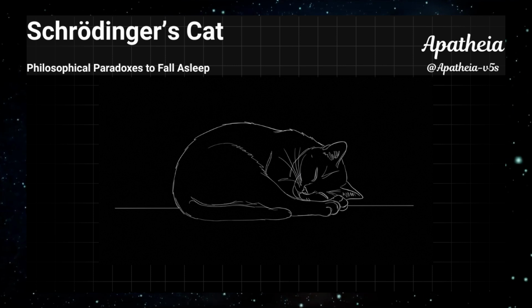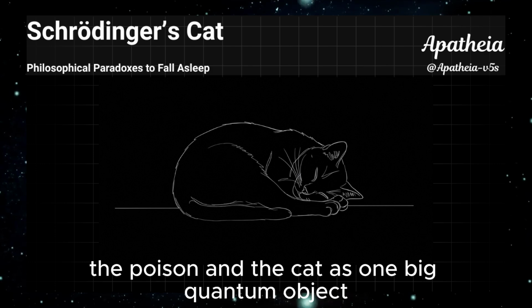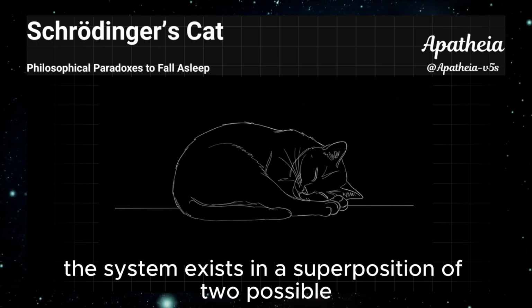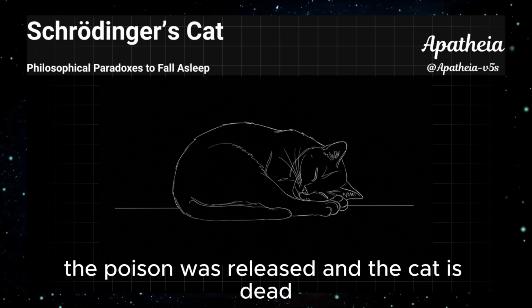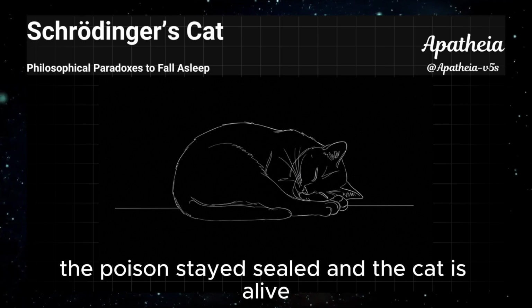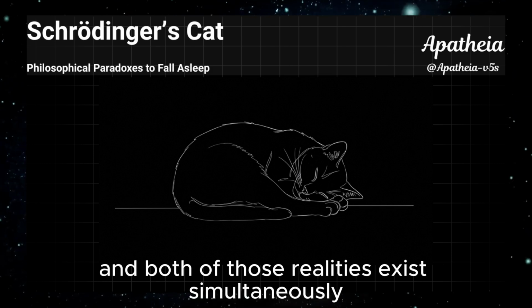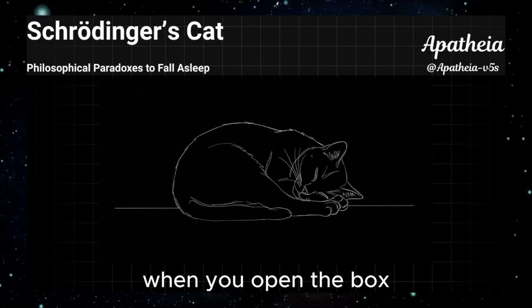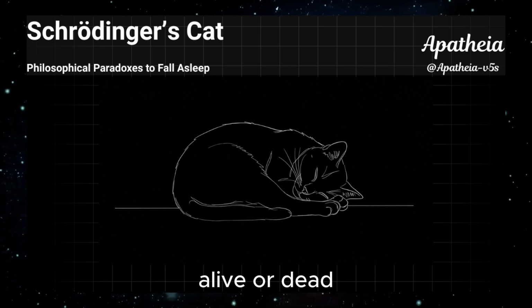Wait, what? According to the math of quantum mechanics, if you treat the whole system, the atom, the poison, and the cat, as one big quantum object, then the system exists in a superposition of two possible realities. One, where the atom decayed, the poison was released, and the cat is dead. Another, where the atom did not decay, the poison stayed sealed, and the cat is alive. And both of those realities exist simultaneously, until someone observes the system. When you open the box, the wave of uncertainty collapses into a single outcome: alive or dead.